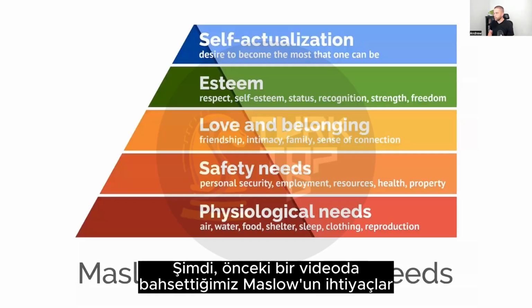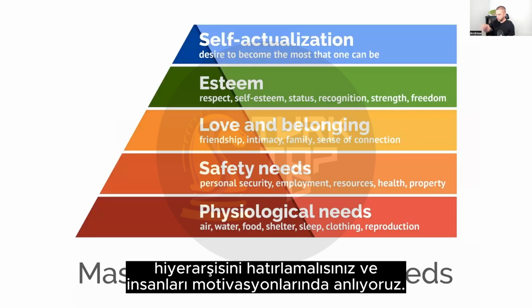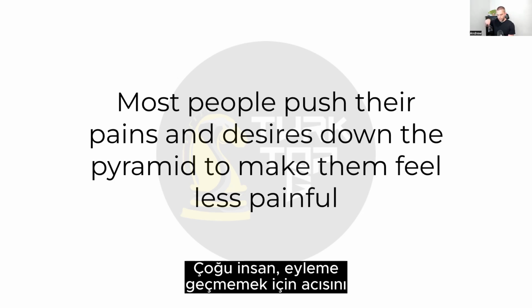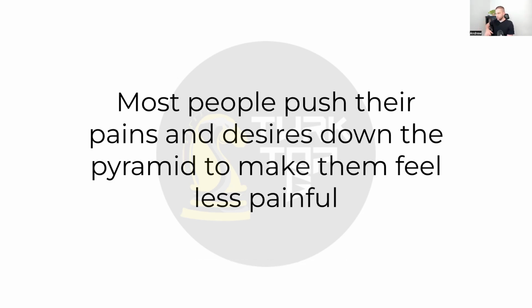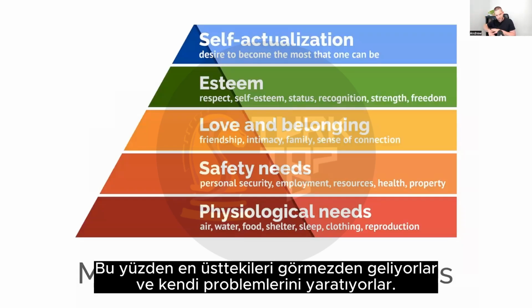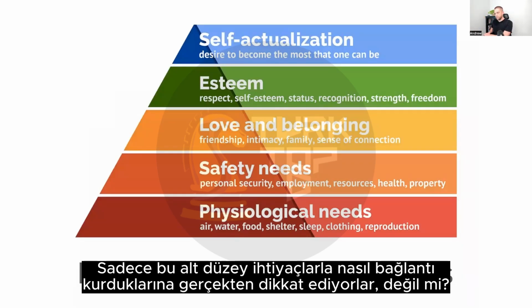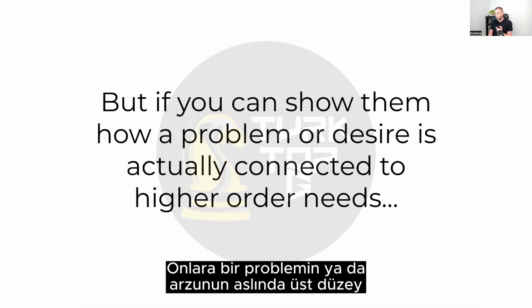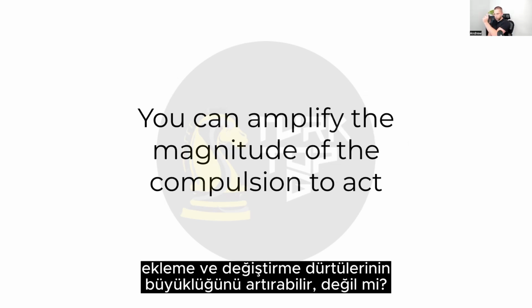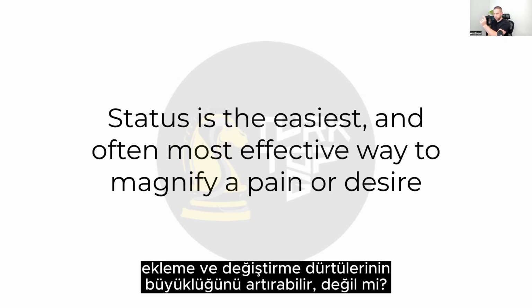Now, you should remember Maslow's hierarchy of needs, which we talked about in a previous video, when we were understanding people and their motivations. One of the ways most people diminish the pain and desire in order to not take action is they push those pains and desires down the pyramid, right? So they ignore those top ones and they only really pay attention to how their problems connect to those lower order needs, right? If you can show them how a problem or desire is actually connected to higher order needs, you can amplify the magnitude of their compulsion to act and change it, right?